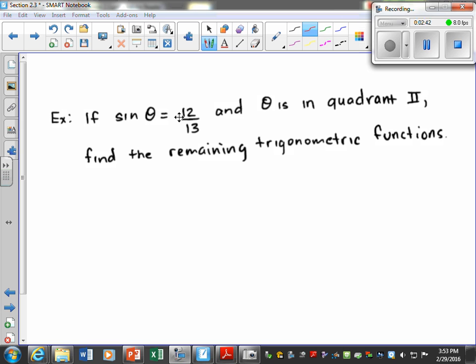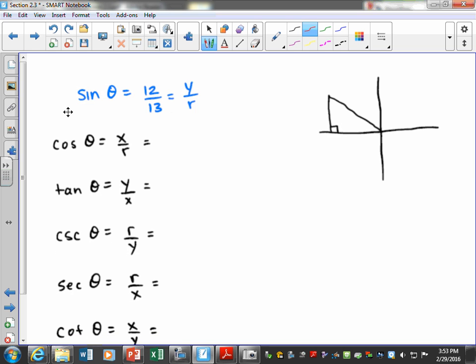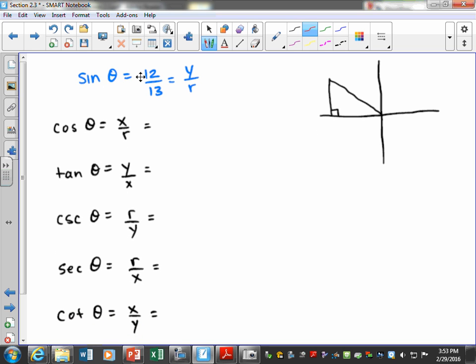Alright, so sine of theta equals 12/13 in quadrant 2. Okay, so I wrote this on the next page to remind us: sine of 12 over 13, and we also need to make the statement that we're in quadrant 2. So I drew my angle over here in quadrant 2. And my sine by definition is my y value, so that means my y value is 12, and my radius is going to be 13.